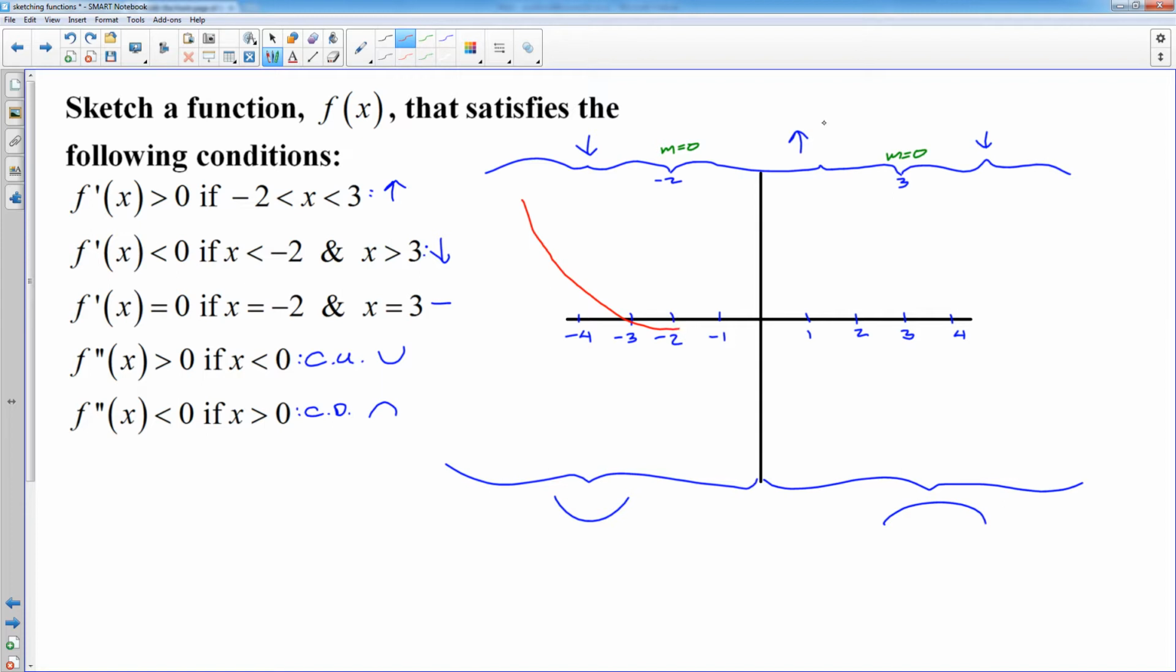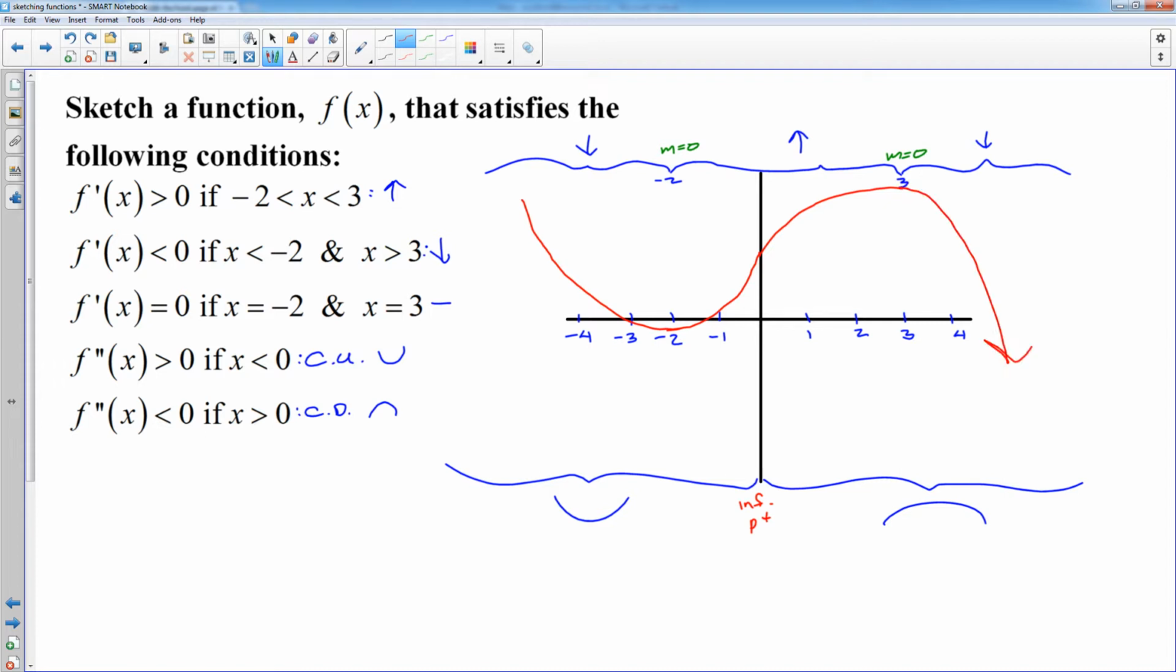Then my function is increasing after that, but I'm still concave up until I hit the y-axis. So I'm going to continue that same trend, concave up, until I hit the y-axis. And at the y-axis is when I swap to concave down, which means that is an inflection point. Anytime you change concavity, that's an inflection point. So I'm increasing concave up, still increasing, but now I'm going to flip to concave down. I need to have a slope of 0 when I get to 3. And then after 3, I will be decreasing while maintaining concave down.